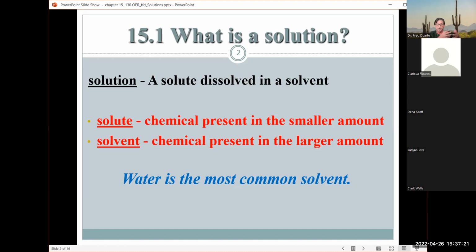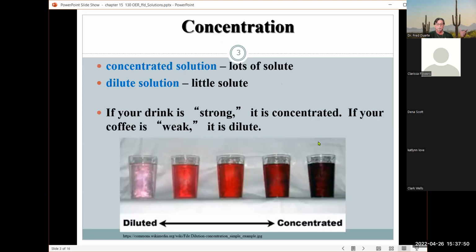Okay, because the solute is generally the chemical that's present in the smaller amount, and the solvent is the chemical present in a larger amount. Now, most of the time we're talking about water, and so it's an aqueous system, but it doesn't have to be that. It could be a solvent, it could be solids, okay? It could be gases, it could be different combinations of things, okay? For example, well, I don't want to go there yet.